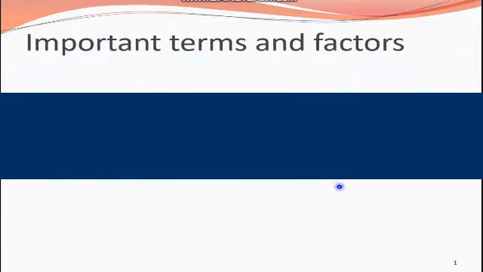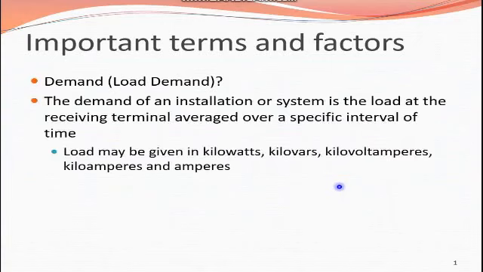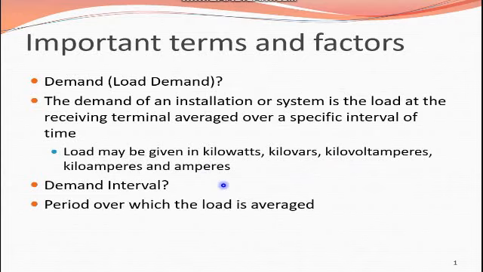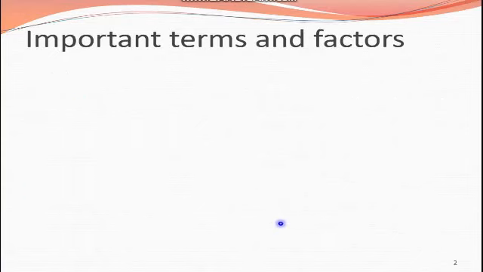I will share some important terms and factors with you. So the first one is demand, load demand. The demand of an installation or a system is the load at the receiving terminal averaged over a specific interval of time. So load may be in kilowatts, kilovolt amperes, kiloamperes and amperes. And now what is demand interval? The period over which the load is averaged.